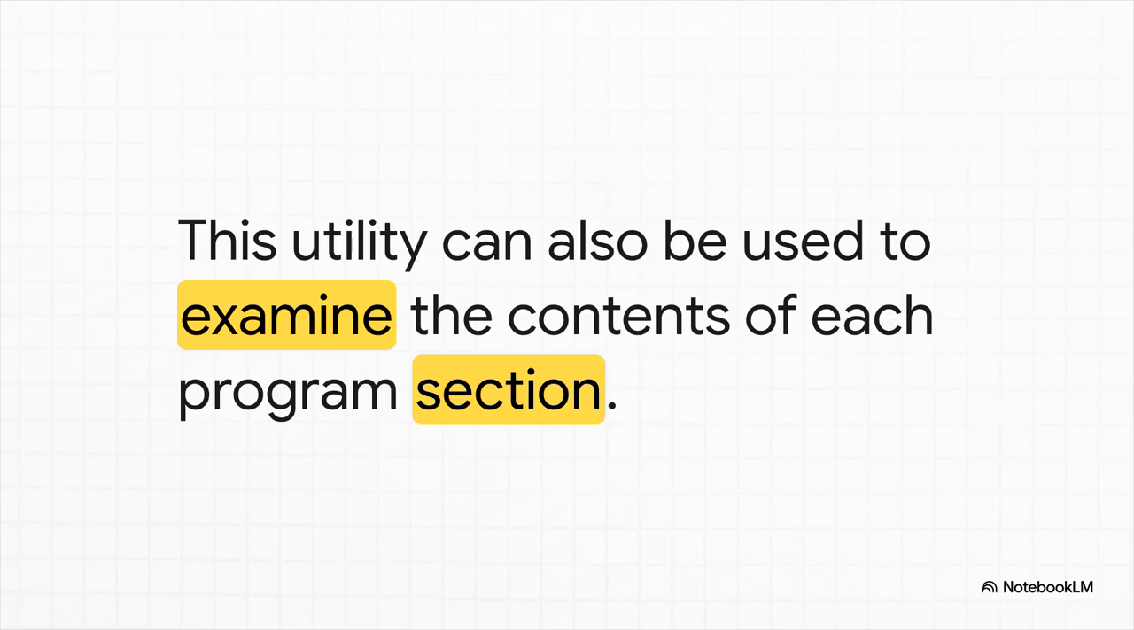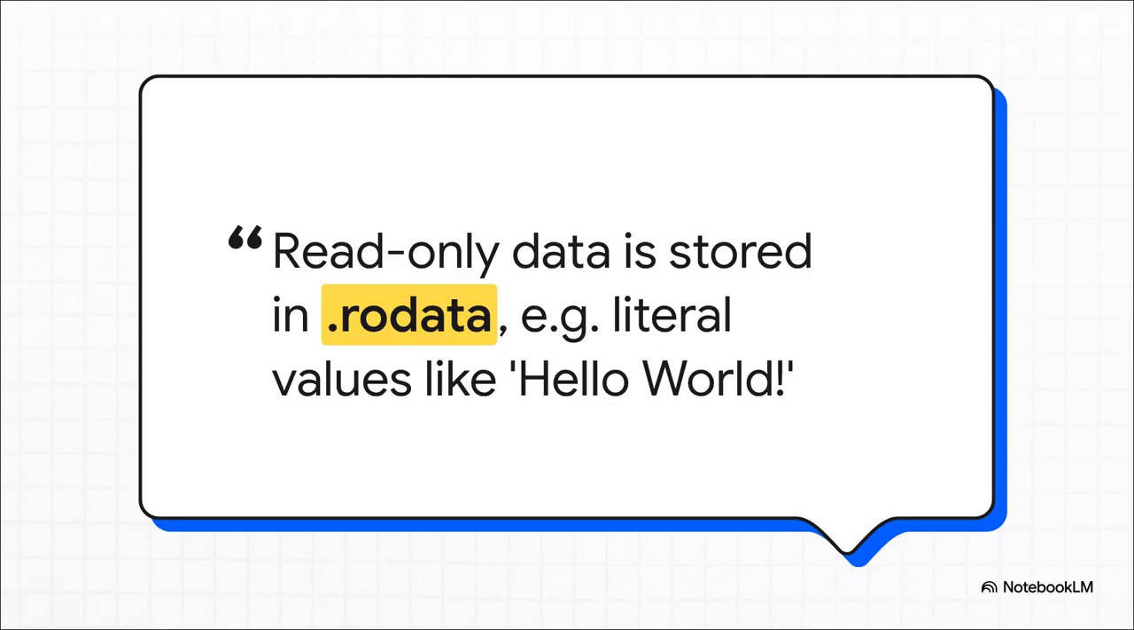We can use it to dump the raw contents of any section we want to take a closer look at. So, our theory is that the hello world string is living in that read-only data section. So if we use objdump to peek inside, yup, there it is, the actual ASCII characters for hello world. See? The black box is already starting to look a lot more transparent.